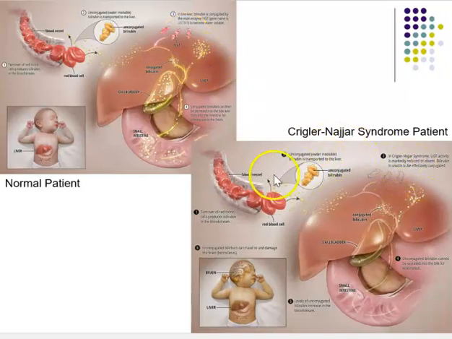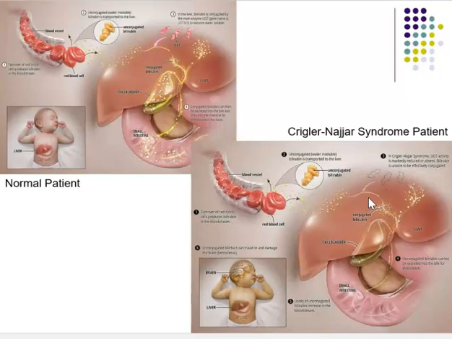But if you look down here, same process, the bilirubin is coming to the patient unconjugated, and it needs to be conjugated in the liver. But here you have an absence of the enzyme. So that bilirubin is never going to be able to become conjugated and become water soluble.